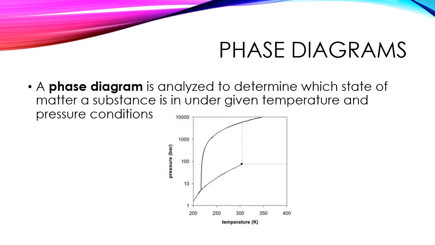What is considered high or low pressure or high or low temperature for a substance is unique to it, and that information can be analyzed from a phase diagram. The one shown here below is a phase diagram for carbon dioxide. The phase diagram helps you determine which state of matter a substance will be in under a given temperature and pressure condition. We will now explore what is on the phase diagram.